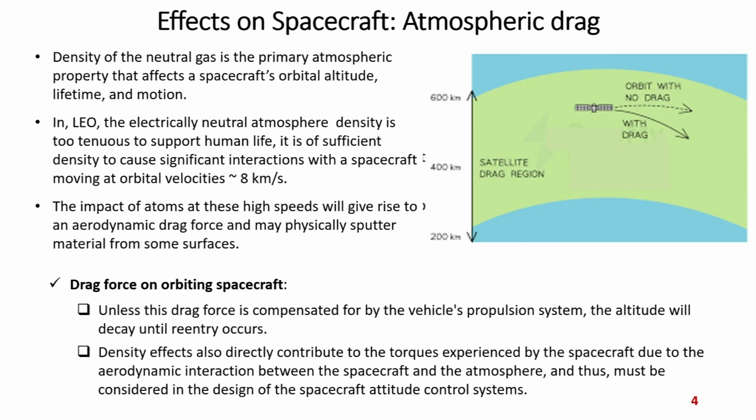The other effect is that the density directly contributes to the torques experienced by the spacecraft due to the aerodynamic interaction between the spacecraft and the atmosphere. What happens because of this torque is that the satellite orientation gets changed, which is called the attitude, meaning the satellite's axes, that is, the yaw, pitch and roll axes.